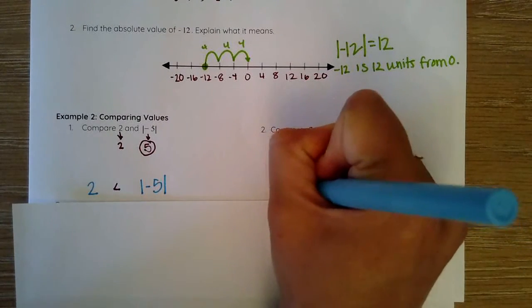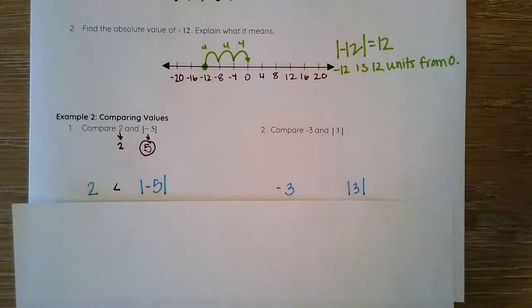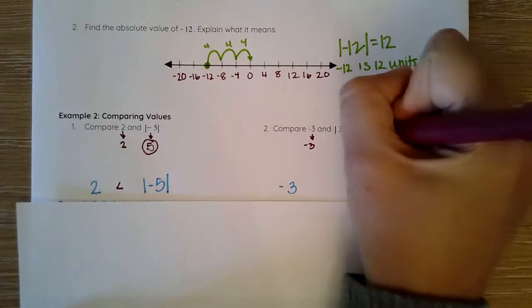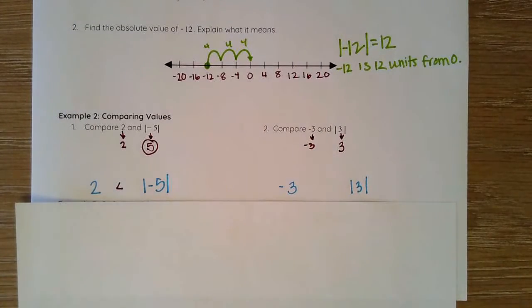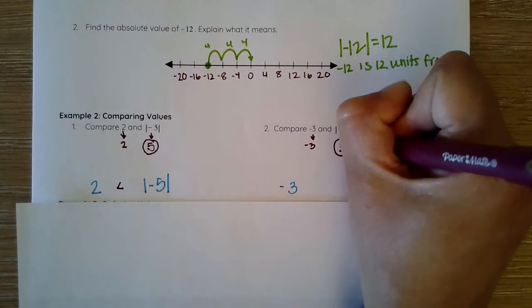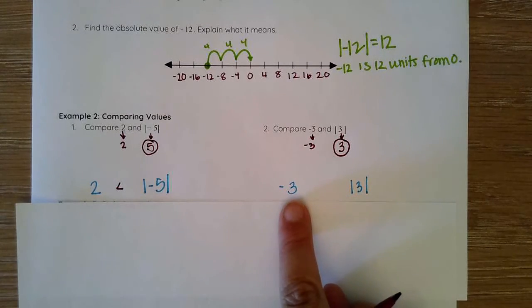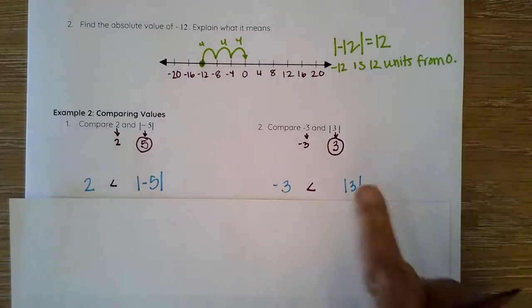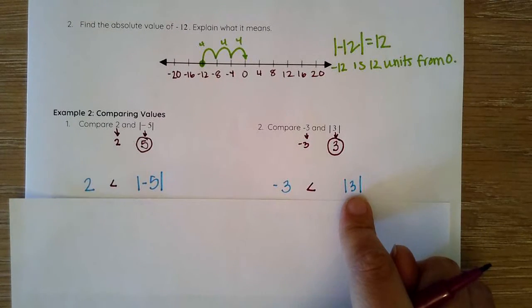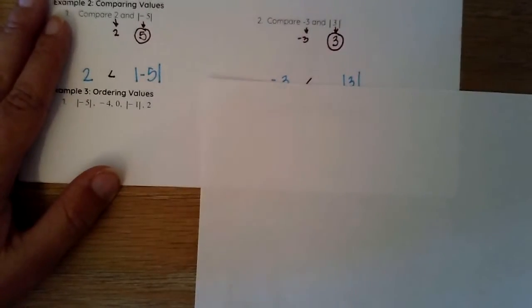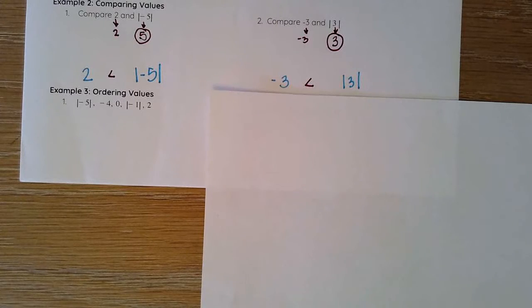Let's try this second one. We are comparing -3 and the absolute value of 3. Well, -3 stays the same, whereas the absolute value of 3 is simply 3. I simplify that down. Now I say, okay, which one is greater? 3 is greater. When I compare my two numbers here, I would say -3 is less than the absolute value of 3.